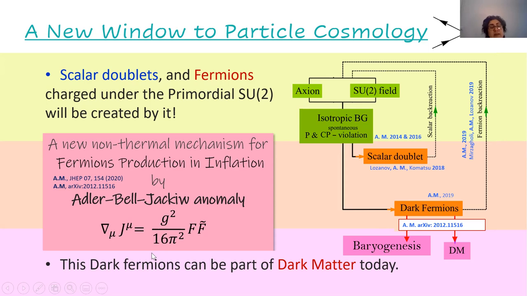And as a result, it can lead to a new non-thermal mechanism for generating fermions. And these dark fermions can be part of the dark matter that we observe today. And as a result, it can also be related to dark matter. Quite recently, I introduced a scenario in which these dark fermions can simultaneously explain baryogenesis and dark matter production, all sourced by inflation.